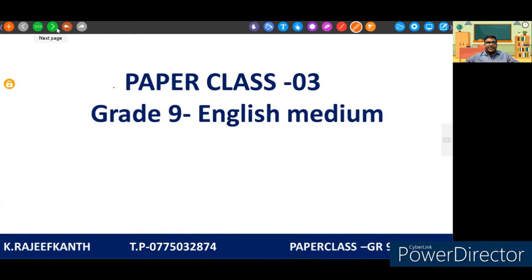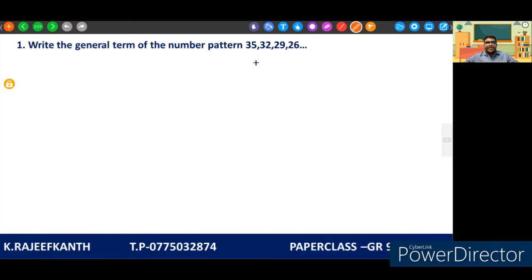So this is the first question. Write the general term of the number pattern 35, 32, 29, 26. So we have to find the general term of this number pattern. First we have to find the difference of these number patterns. What is the common difference? So how can we find the common difference?